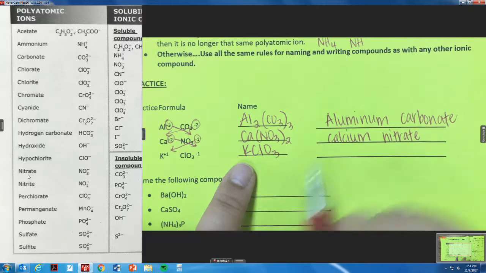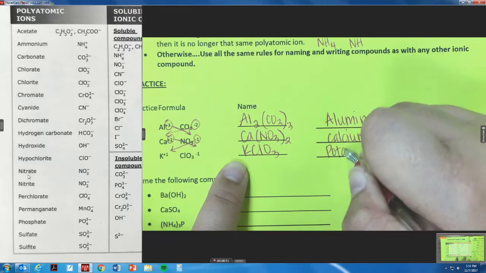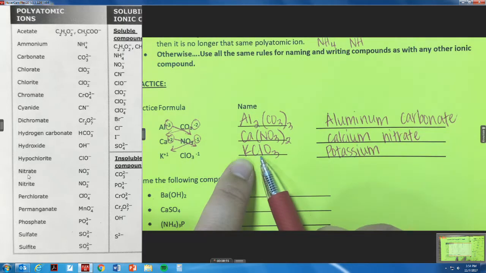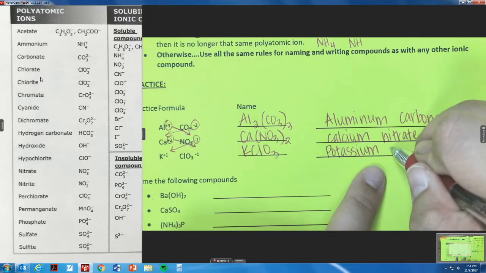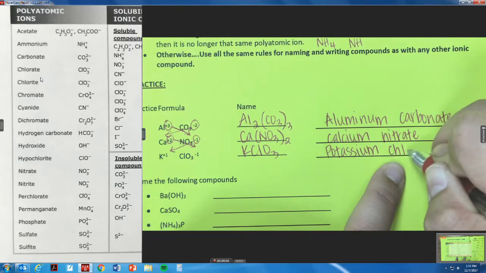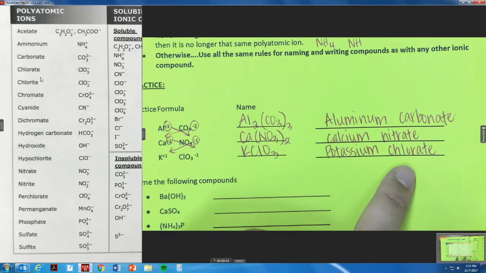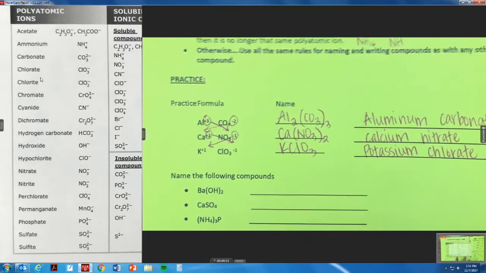Okay, and then to name it, well, what's your metal? Your metal is potassium. Okay, and then what's ClO3 on the back of your periodic table? So ClO3 is right here, so it's chlorate. Okay, so chlorate. Okay, all right, so let's go ahead and do a few more examples.